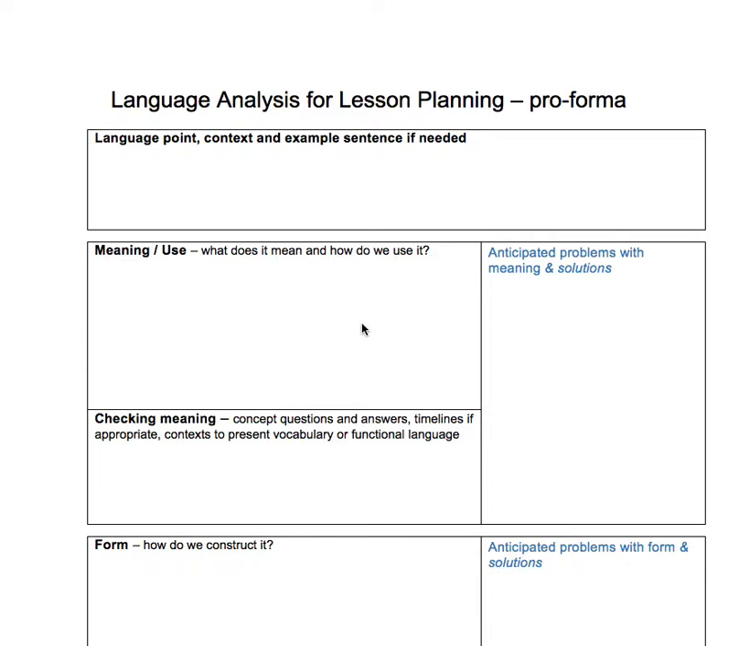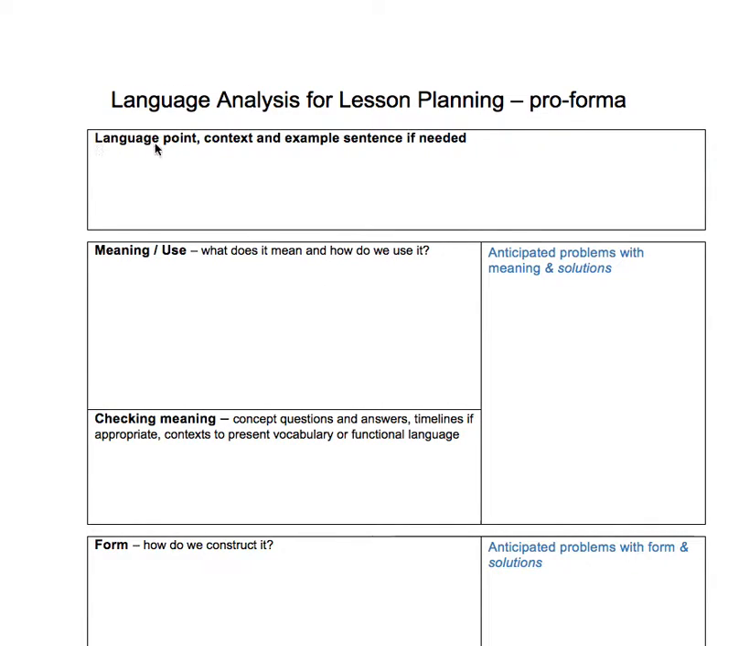Now this is a new thing that Trinity has introduced, that they want candidates to submit one of these for every observed lesson that they do. This is a focus on the language that you would be teaching in your lesson. So I just want to quickly walk through different elements of this.